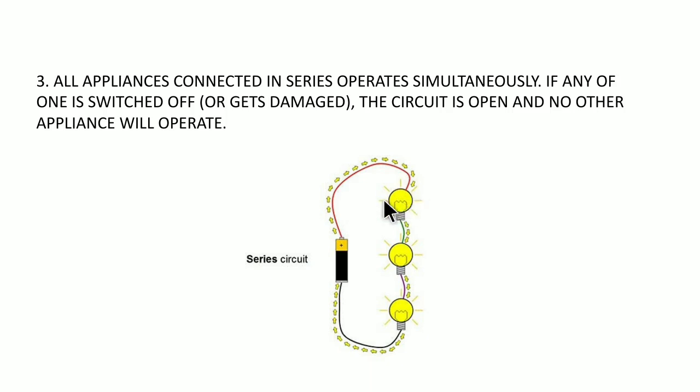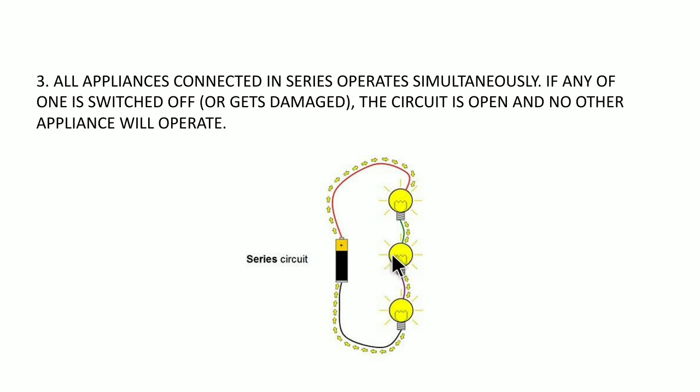This means that if, let's say, this bulb gets damaged, then the circuit is open. Open means now the circuit is not connected and it's not closed. So if this bulb is damaged, then the circuit will be broken up. That means the circuit is open, then there will be no flow of current. That means if this bulb gets damaged, the remaining two will not work.